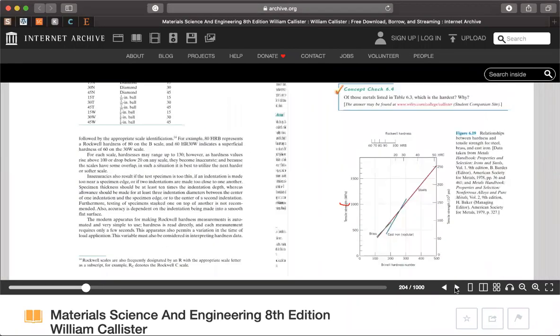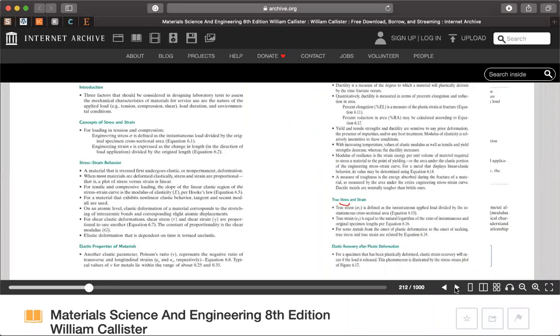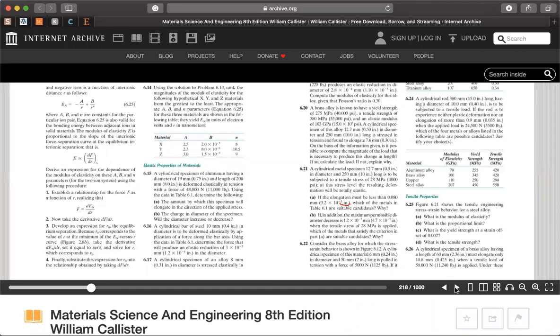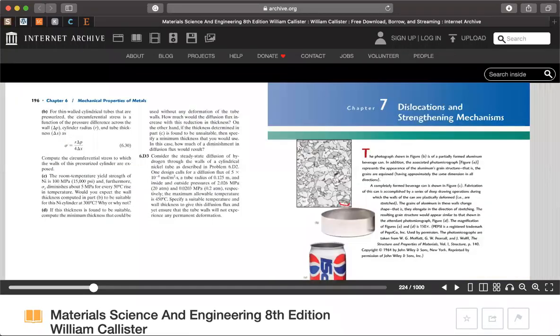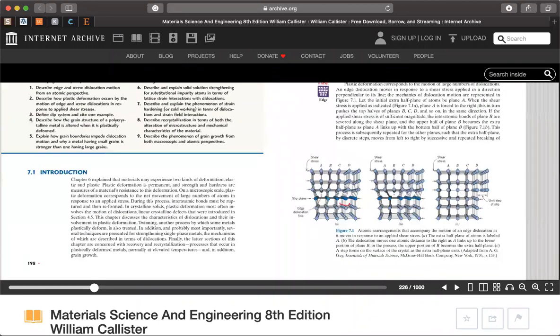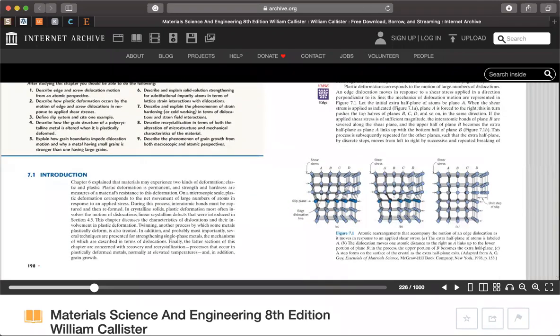And if you notice, the chapter is called dislocations and strengthening mechanisms. Okay, this is a very important chapter because it involves some ways of designing a material. Okay, great. Now let me take you to this figure, and I would like to ask you a question.